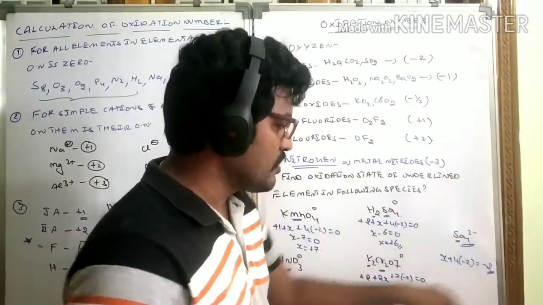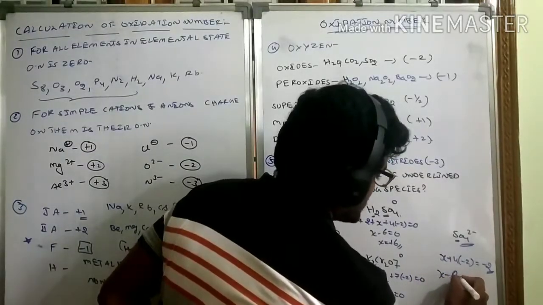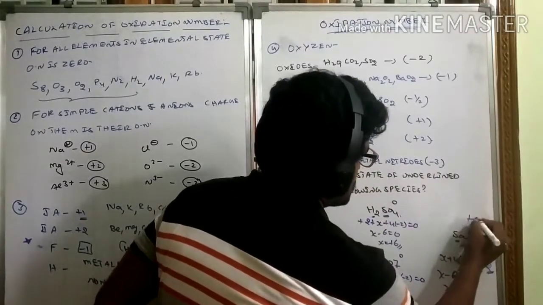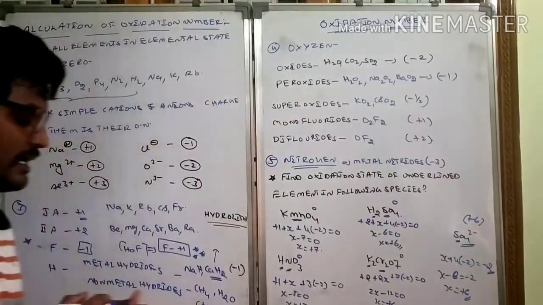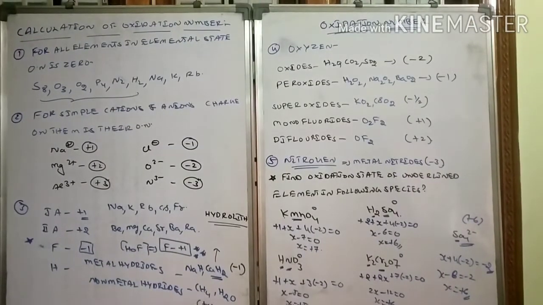So that's why it is equal to minus 2. So x minus 8 is equal to minus 2, and x equals plus 6 will come. So like this we can calculate the oxidation state of the species underlined by using this method.